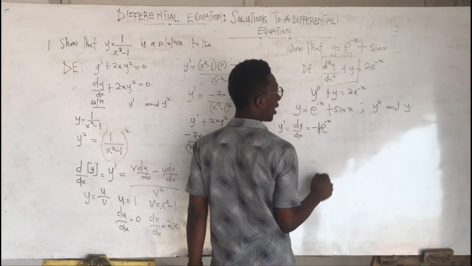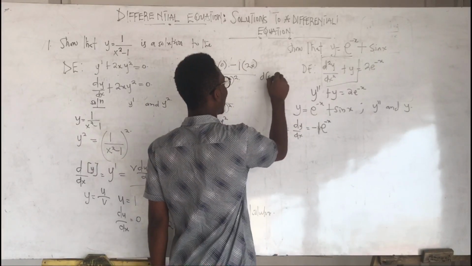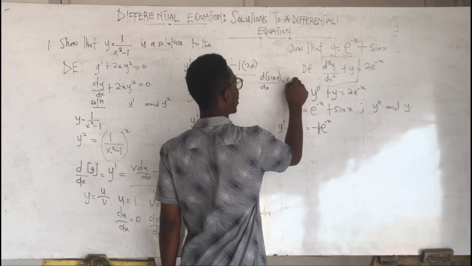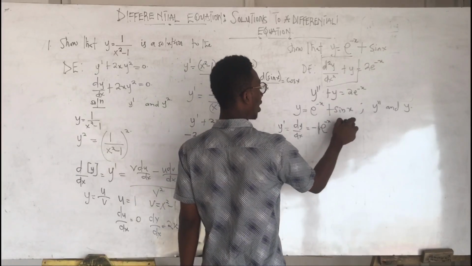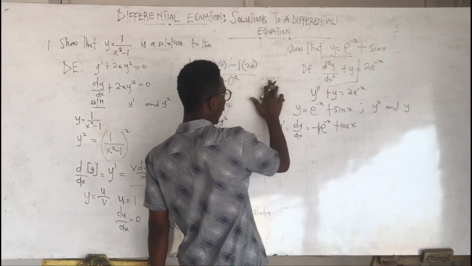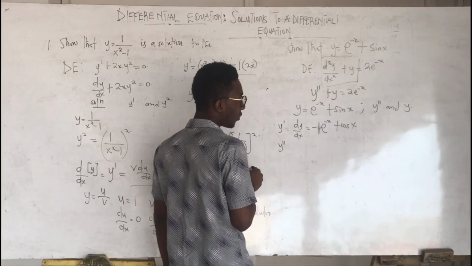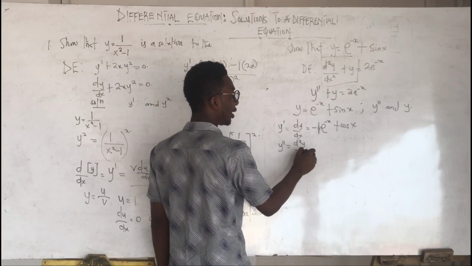Plus, anytime you find the derivative of sine x with respect to x, it is always equal to cos x. It's something you should know from your secondary school. So this will give you plus cos x. Alright. So now you have to go through again and find our y prime prime, because that is what we need, which is the second derivative of y over dx squared.